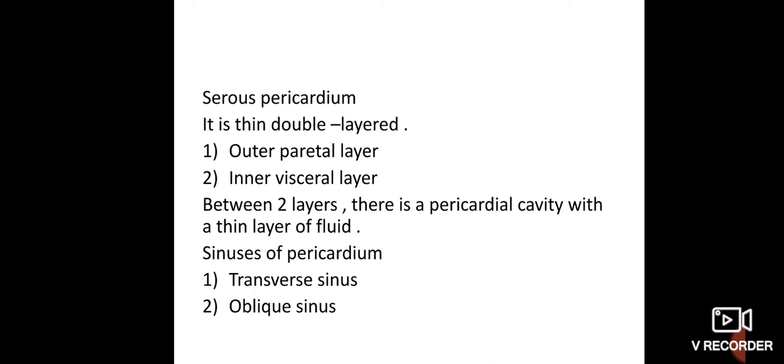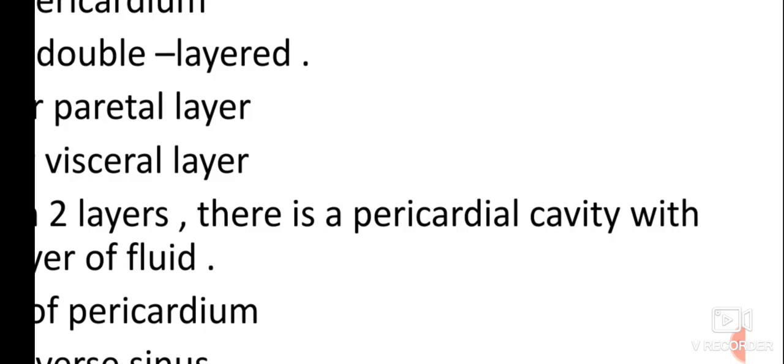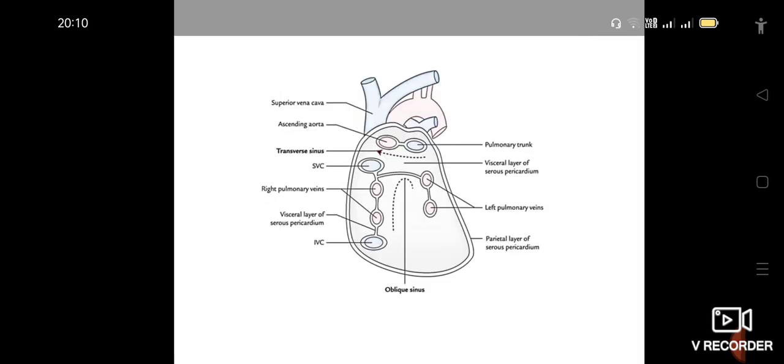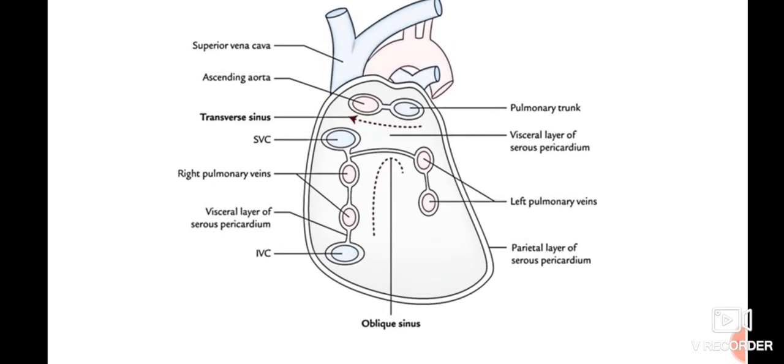The next is sinuses of pericardium. Sinuses are the extra spaces which are present over the pericardium, and they are transverse sinus and oblique sinus. Transverse sinus is transversely placed and oblique sinus is obliquely placed, and these sinuses are present among the venous and arterial ends. The arterial end of the heart is the upper part, where you can see the ascending aorta and the pulmonary trunk.